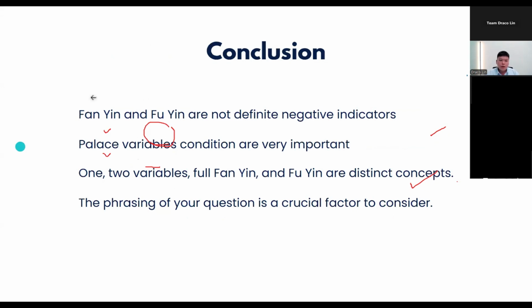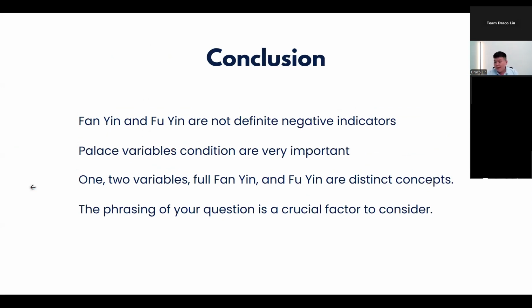So in conclusion, Fan Yin and Fu Yin are not definite negative indicators. Like I told you, there are three different ways to look into it. Palace variable conditions are very important because, if let's say everything is good, then how can you say that Fan Yin or that Fu Yin is bad? You get my point? That's one of the confusions that a lot of people face. A lot of people say that Fan Yin and Fu Yin are bad. It's not bad. It's not a definite thing, all right?